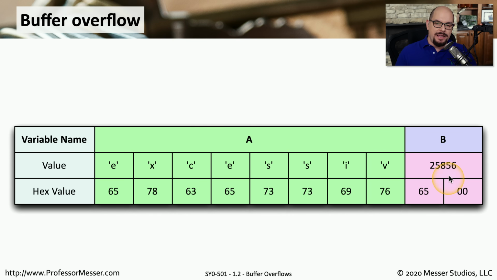EXCESSIV, and then the E is spilling off into this other variable, which then changes variable B to be 25,856. So you can see by changing variable A, we were somehow able to overflow into variable B and modify what that variable really should be.